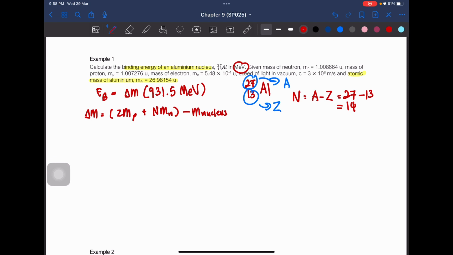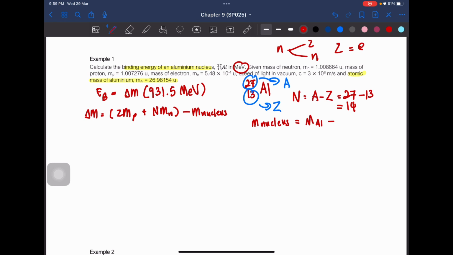After that we have to calculate the mass of the nucleus. Since this is an atom, to find the mass of the nucleus we have to subtract the number of electrons from the atomic mass of aluminium. We know that the nucleus consists of protons and neutrons, so we need to subtract the electrons. Since this is an atom, the number of protons is equal to the number of electrons.